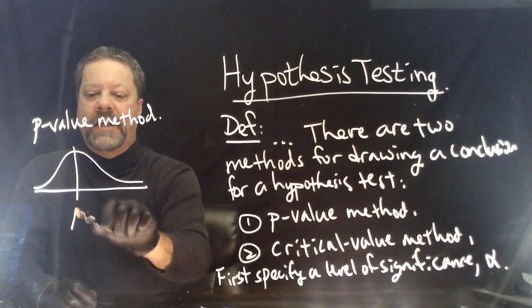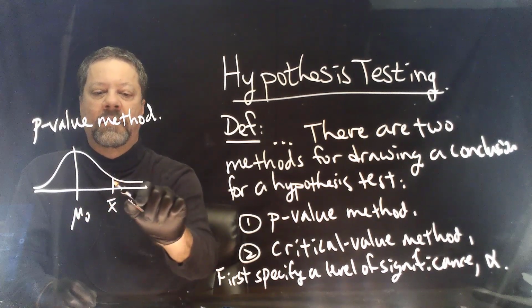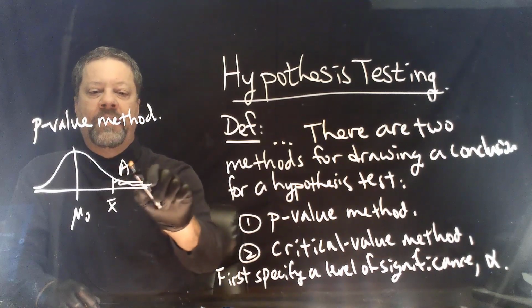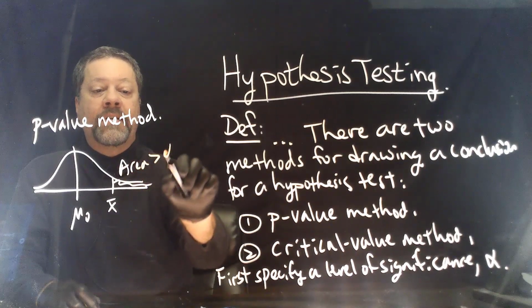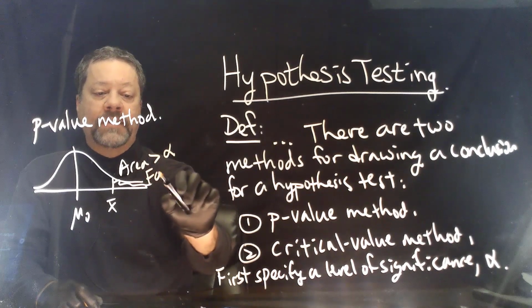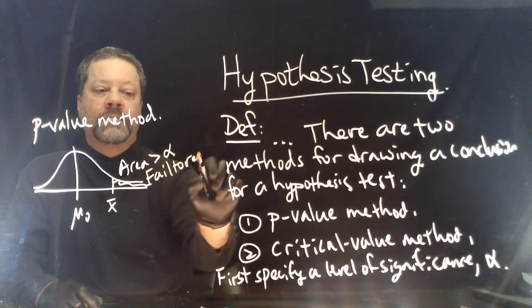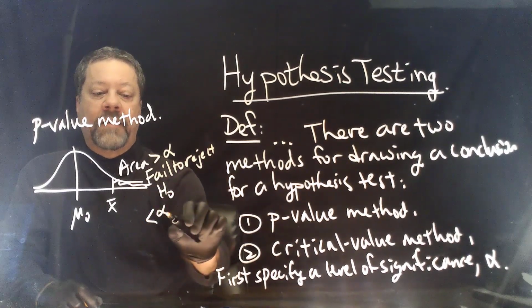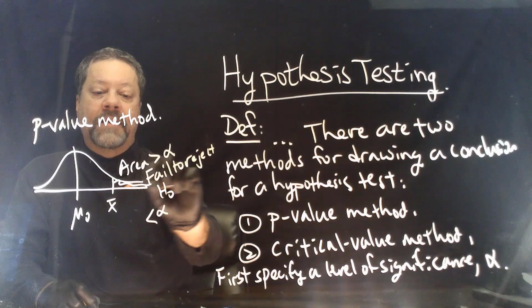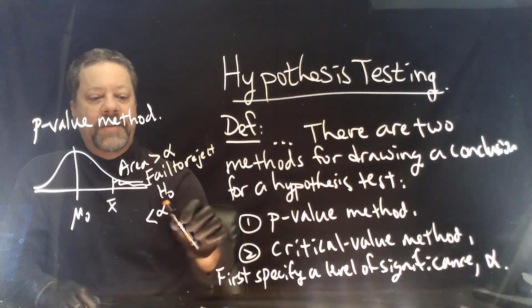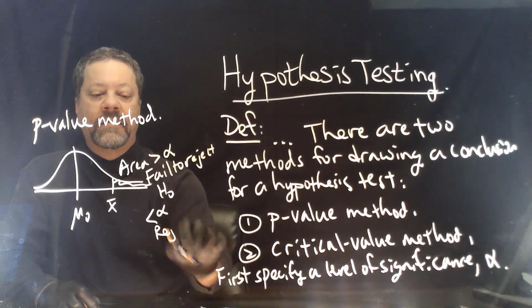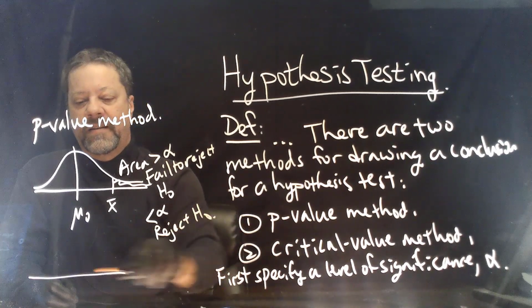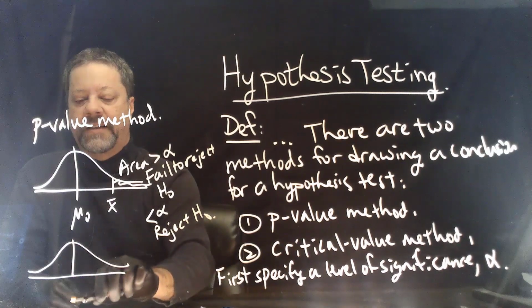For a right-tailed test, you just take the area in the right tail, and if the area is greater than your level of significance, then you fail to reject. If it's less than your level of significance, if it's so far out that this area is smaller than your level of significance, then you reject the null hypothesis. The same kind of thing is true for a left-tailed test.